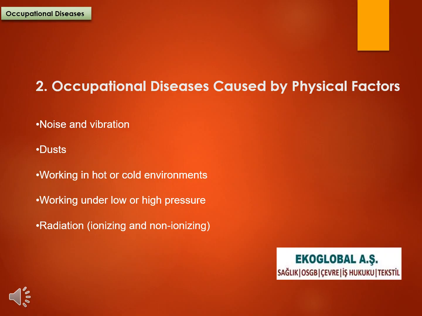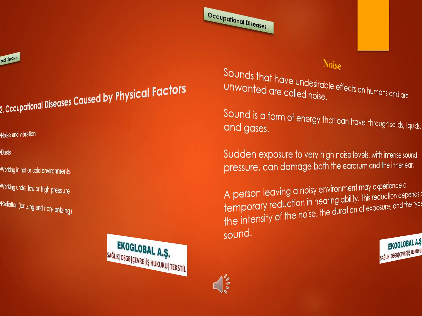Physical-related occupational diseases arise from workplace conditions such as excessive noise or vibration, dust exposure, extreme heat or cold, and pressure variations, both high and low. Exposure to ionizing radiation, e.g., X-rays, gamma rays, and non-ionizing radiation, e.g., microwaves, lasers, UV light, also poses significant health risks in many industrial sectors.